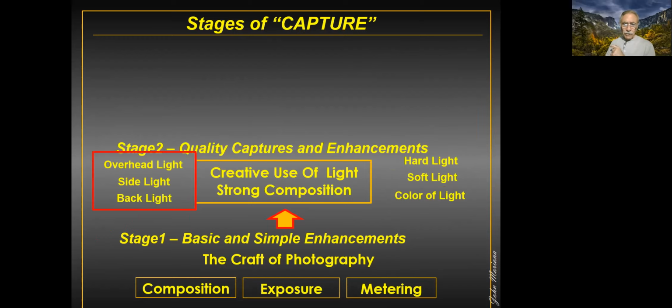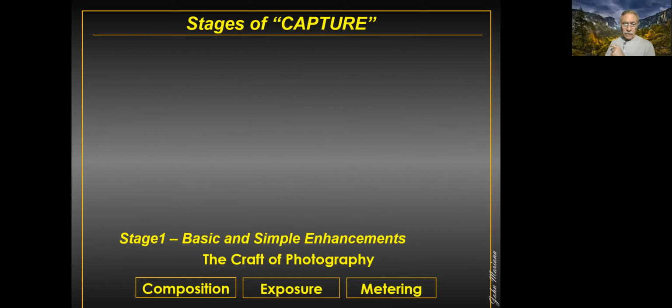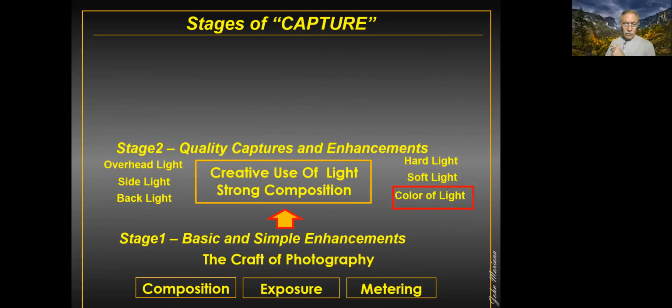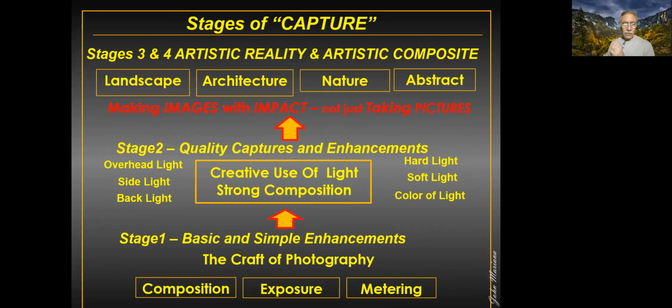Then you go from stage 2 into stage 3 and 4 for landscape, architecture, nature, all those things. And I say, you're making images with impact, not just taking pictures. You really, in stage 3 and 4, you are making images and they jump out. So you should stop taking pictures. And you say, what do you mean?